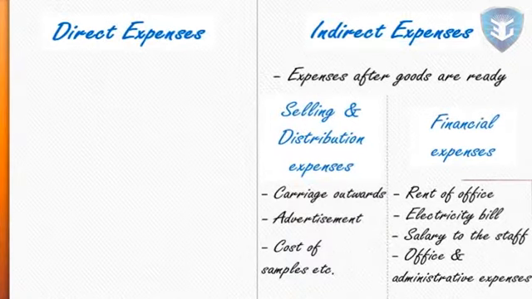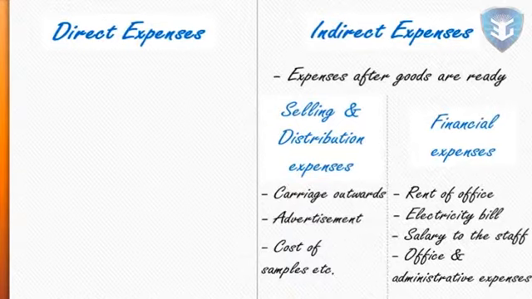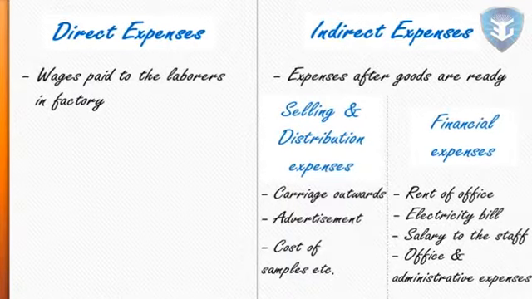Salary to the staff, electricity of the office, fuel of the cars, manager's salary, rent of the office, etc. So in indirect expenses, we cover selling and distribution, office and administrative, and financial expenses. But direct expenses are directly related to production, like wages in the factory, fuel.